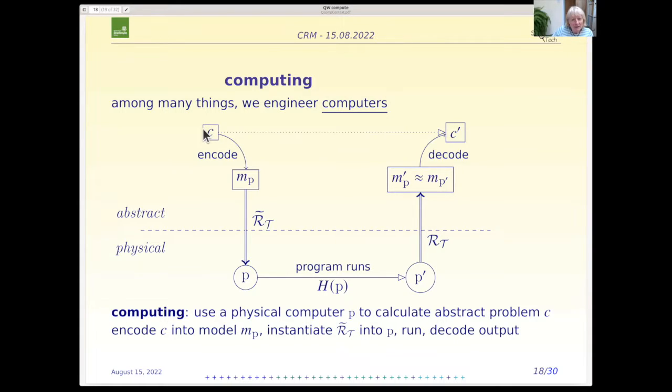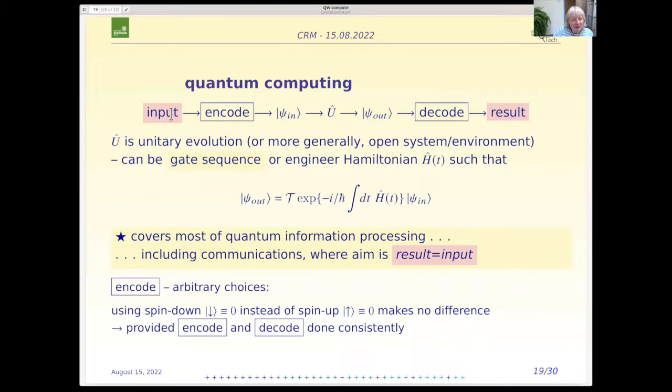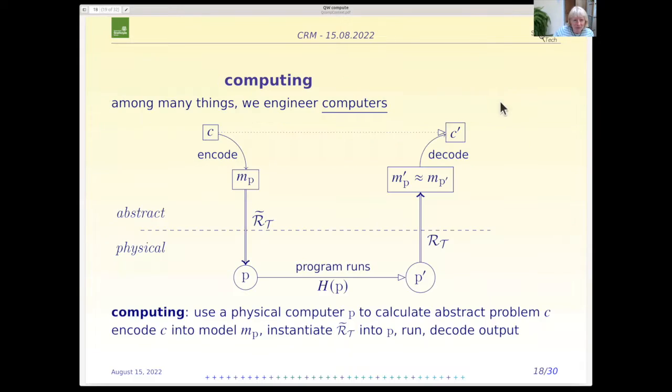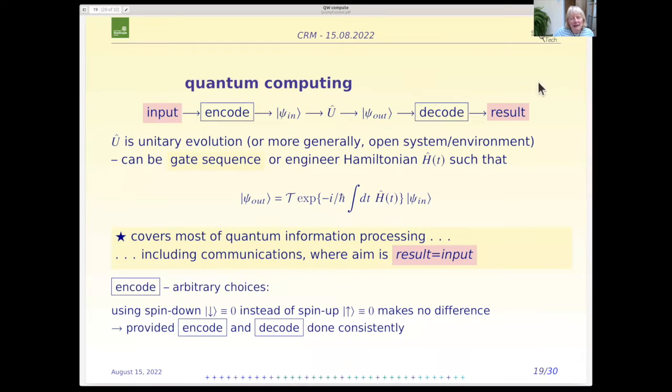So now if I do a quantum version, you can see basically this is the same diagram. I flattened it out. So I've taken this and I've dropped the abstract physical part of the diagram and distinction, and I put it all in one line. So input is our problem, if you like, whatever it is that we want to solve. We have to encode it if we want to put it into our quantum computers.